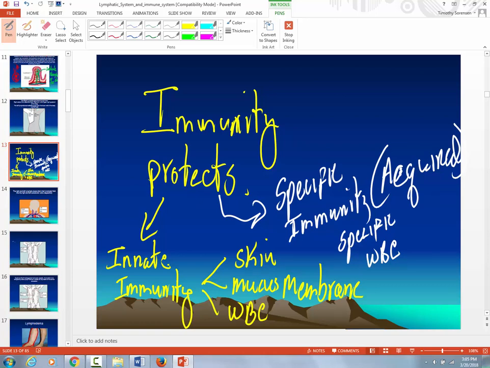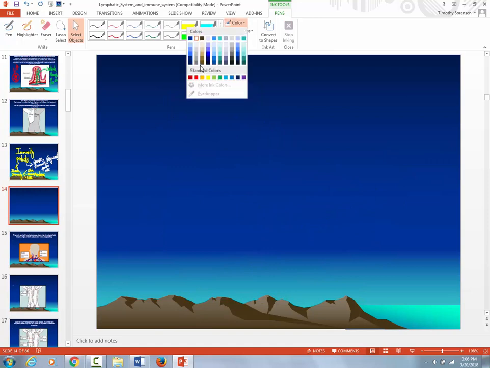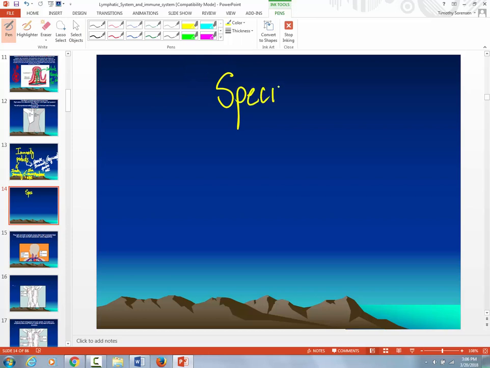In order to get this specific immunity, you have to be exposed to it where you get the disease, or you have to be vaccinated against the disease, or your mother has to pass on antibodies to you while you're in the womb. See, yeah. So let me talk about this. When you talk about specific or acquired immunity, I'm not going to write both.